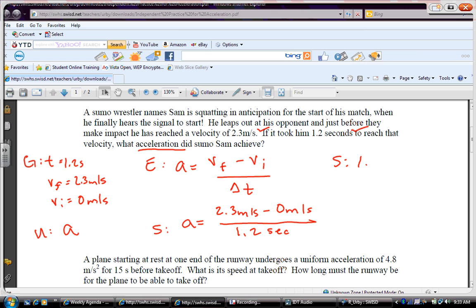Now, there's two sig figs in these numbers, so we're going to show 2 in our answer. Our answer should just be, go ahead and write acceleration equals 1.9 meters per second squared. Alright, so that's our answer for the first problem, and that's just a very simple acceleration problem where you're given the time, the final velocity, and the initial velocity.